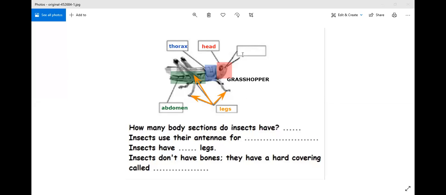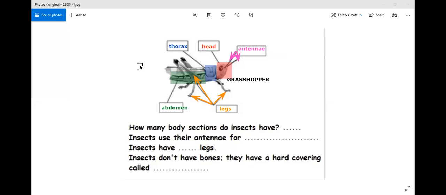Ali Burji, come on Ali. This and this on the grasshopper's head. What are these? What did you say? Antenna. Antenna. Thank you. Bravo Ali.